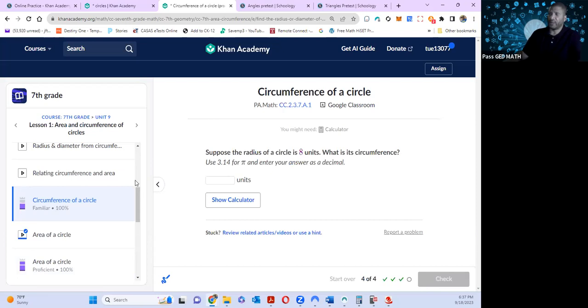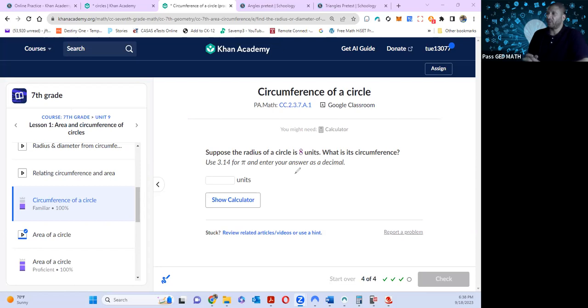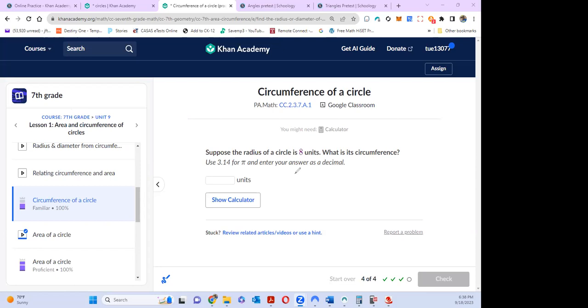So suppose the radius of a circle is 8. What is the circumference? Use 3.14 for pi and enter the answer as a decimal. How would I find the circumference of a circle given that the radius is 8? How would we do that? Let me change my pen to red. How would we do that? So 8 equals pi r squared. Okay. So why did you say A equals pi r squared? You said the radius of a circle.